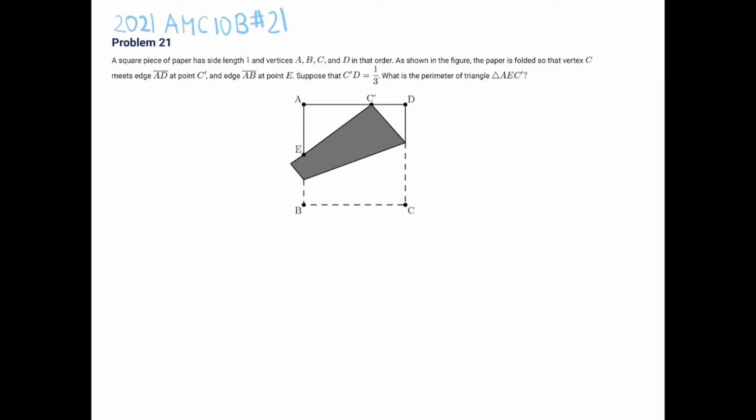So again, we're looking for the perimeter of AEC prime. This is what we're solving for. Again, each side has length 1, and C prime D equals 1/3. Okay, let's get into it.